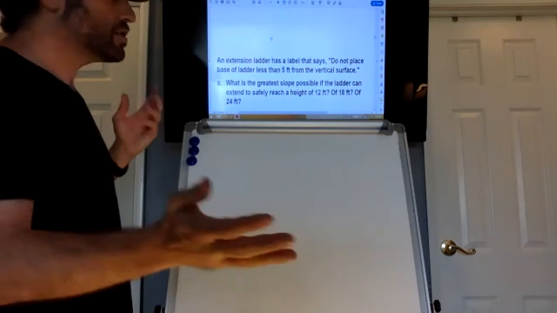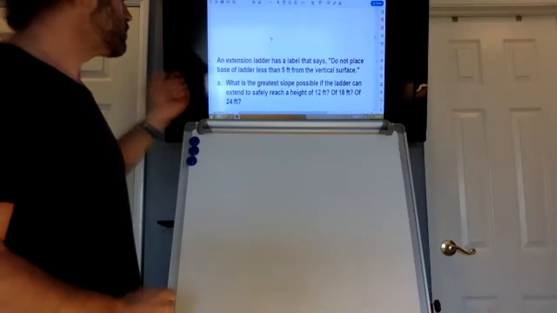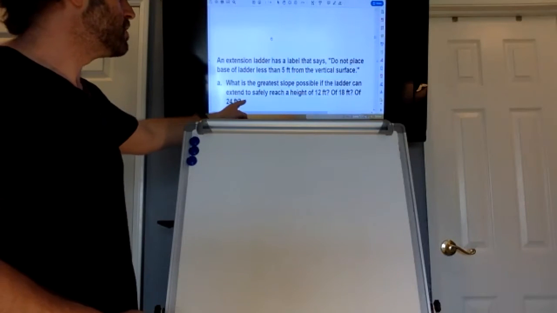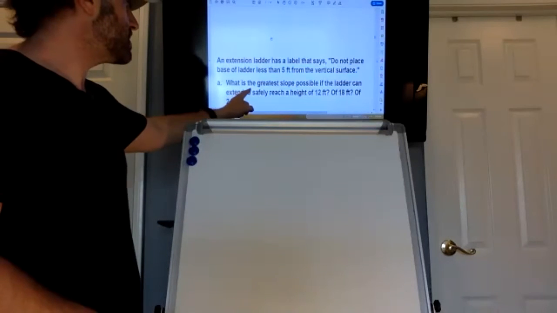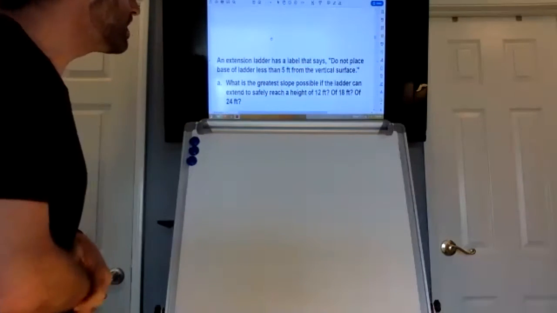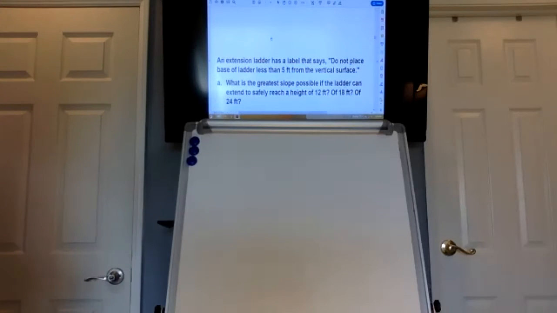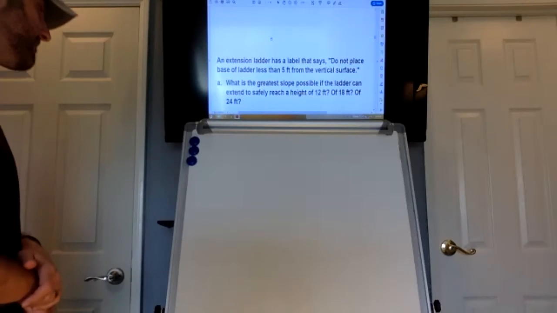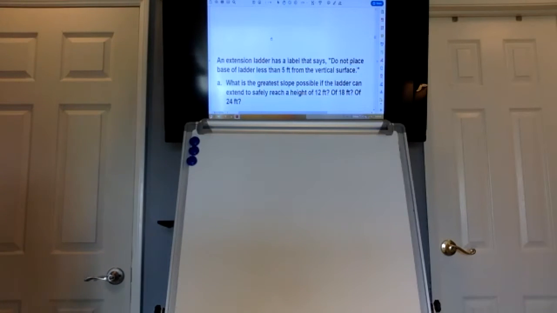All right? So you can try to draw that. What is the greatest slope possible if the ladder can extend to safely reach a height of 12 feet, of 18 feet, of 24 feet? Try that. See if you can do that. You guys can talk to each other, but one at a time, to try to help each other.